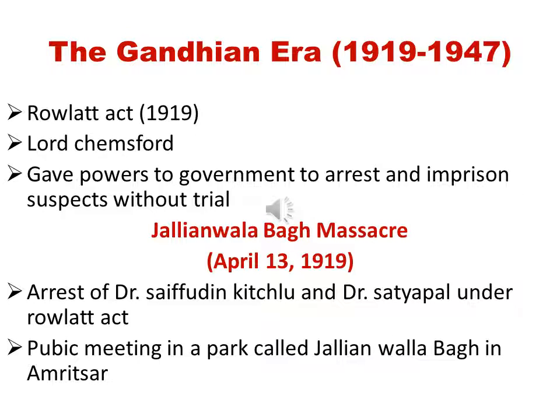As we have already seen in the first part of this series, the period from 1919 to 1947 is known as the Gandhian Era. And actually it starts with the Rowlatt Act of 1919, which was made by the British government in 1919, which gave powers to the government to arrest and imprison suspects without any trial. And it was during the viceroyalty of Lord Chelmsford that the British government passed this act.